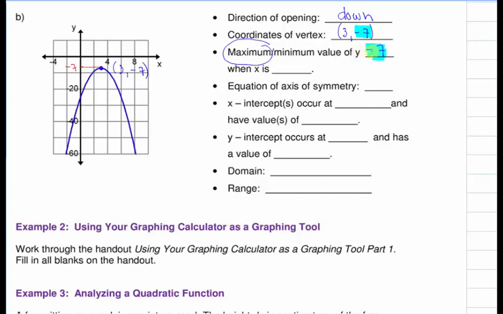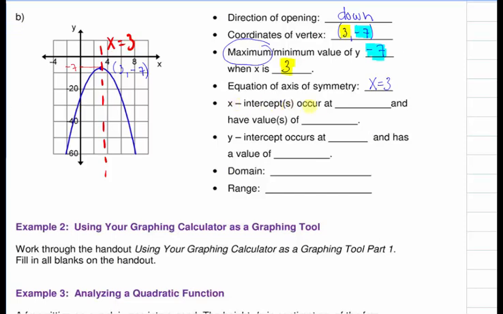The maximum happens when y is -7, so that is at x equals 3. We get that also from our vertex. Axis of symmetry: go to your vertex, look at the x coordinate, and x is equal to 3. We can draw that by drawing a vertical line through the vertex and labeling it at x equals 3.